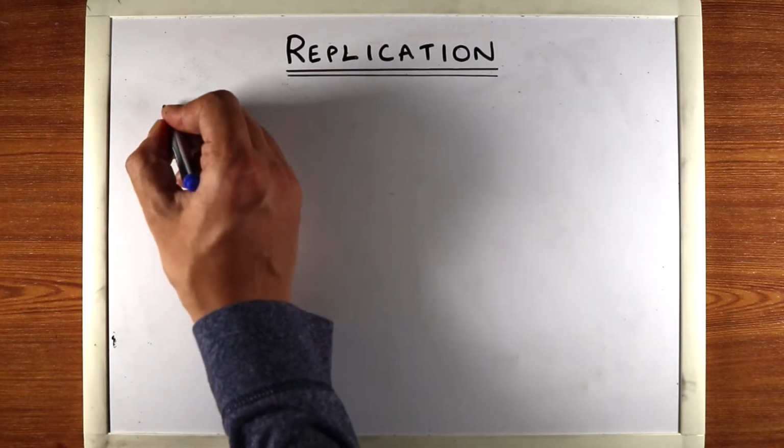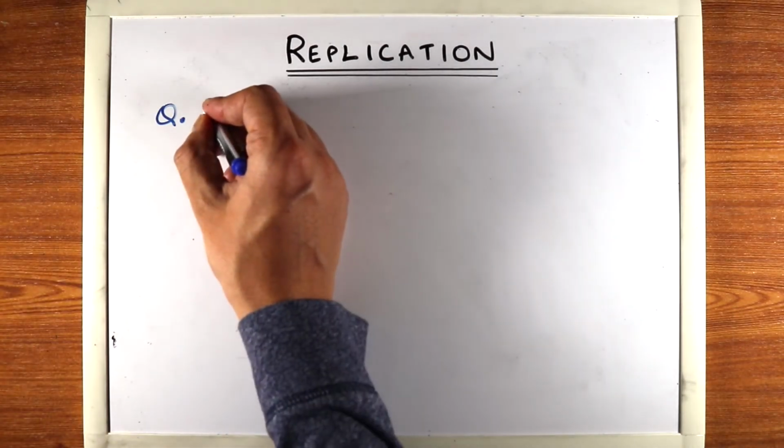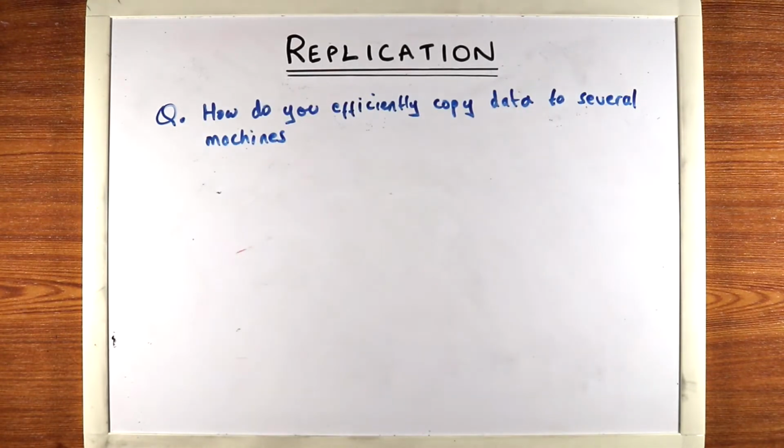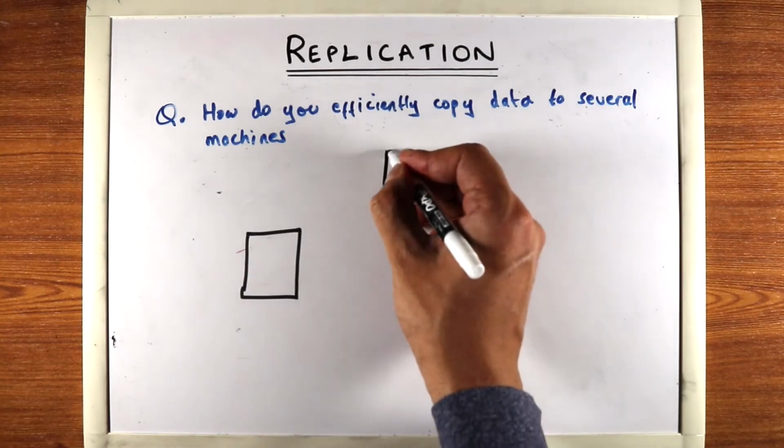Now, here's a mini question that you might be asked in a system design interview. Let's say you have several machines in the data center. How do you efficiently copy data to several machines? So here's an example. Let's say that this is our source machine, and you have a bunch of different machines here.